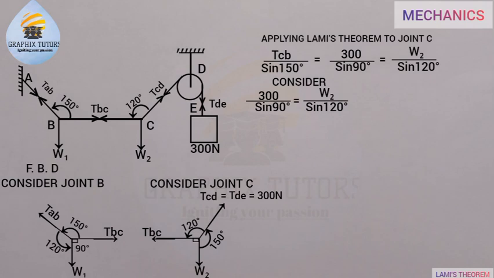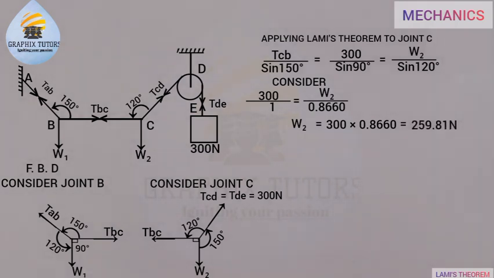But now we're considering 300 over sine 90 equals W2 over sine 120 in order for me to get my W2. Now if you do the needful, we know very well that 300 over sine 90 is 1, so we'll be having 300 equals W2 over sine 120. Sine 120 is given as 0.8660, right? So if I cross multiply, W2 will be 300 times 0.8660, and that will be 259.81 Newton. So that is my W2. That is the force acting downward there.